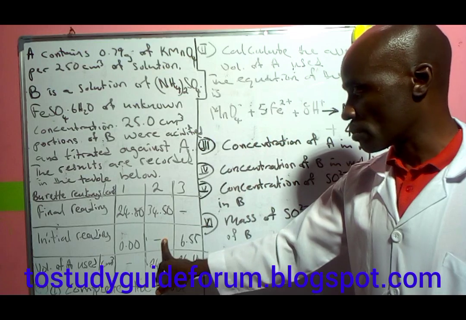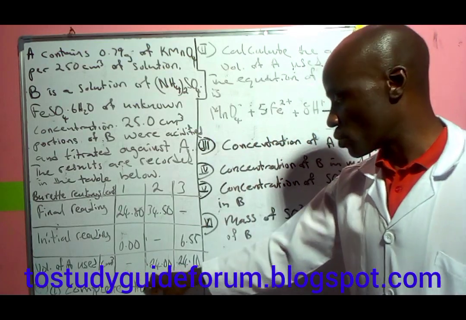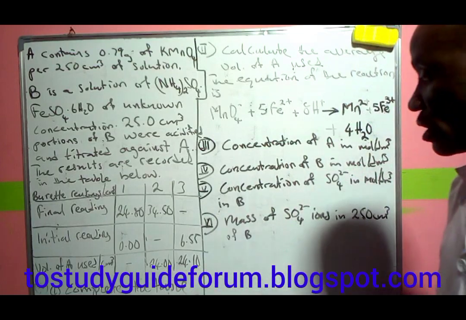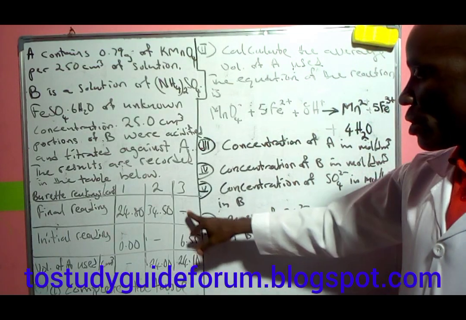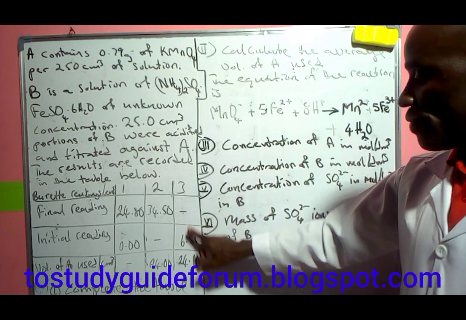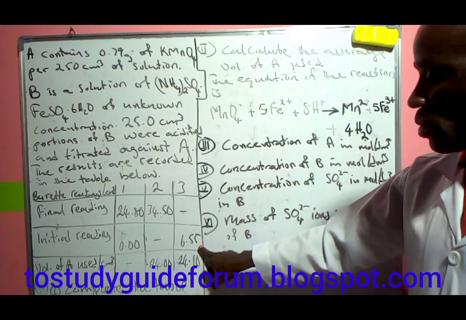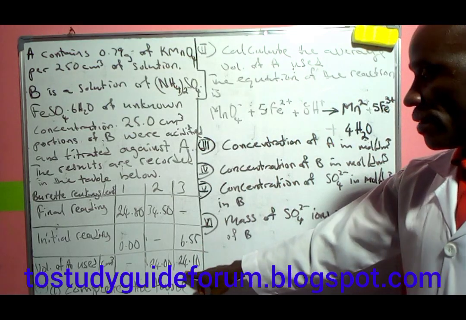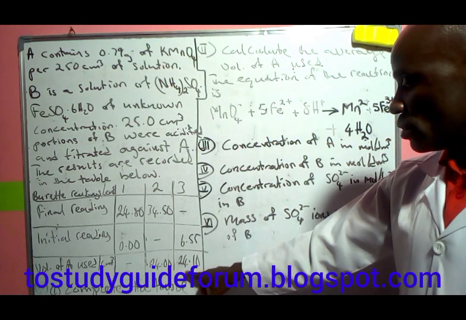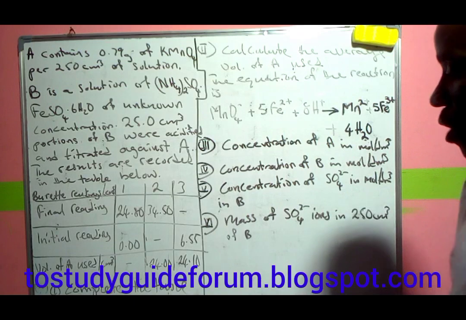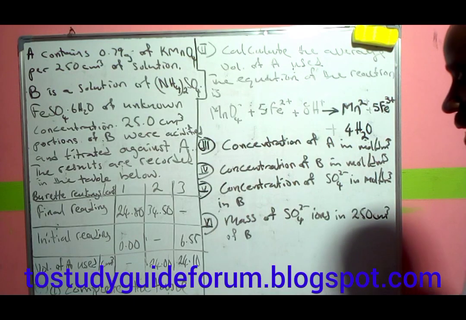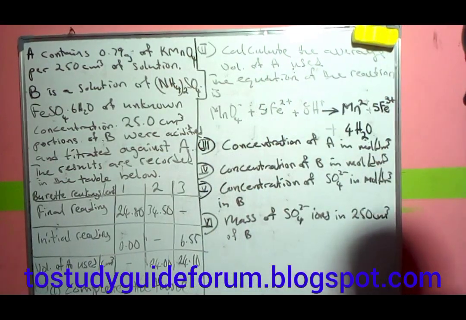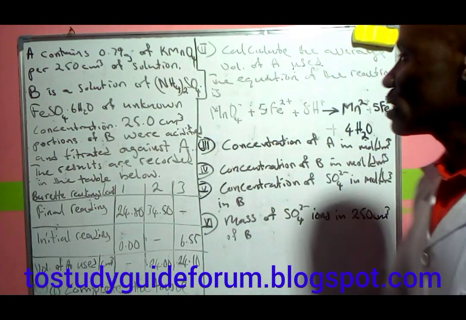They expect you to put something there. This other place they expect you to put something, and the final volume of A used is 24.00. Here the final reading is not given, but you have the initial reading, which is 6.55, and the volume of A used is 24.10. So the first question says complete the table. That's the first thing we're going to do.